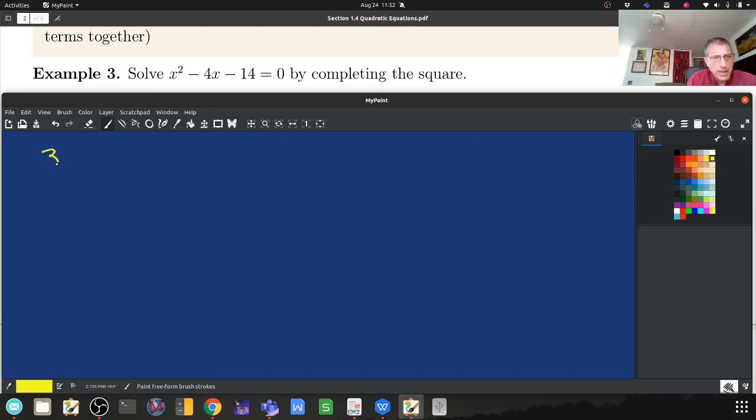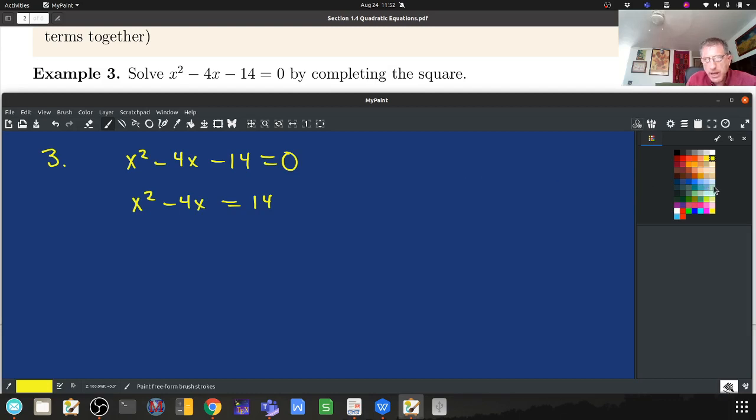So this is example 3. I have x squared minus 4x minus 14 is equal to 0. Remember, the first thing you want to do is move the 14 to the other side. So my next step is going to be x squared minus 4x is equal to 14.